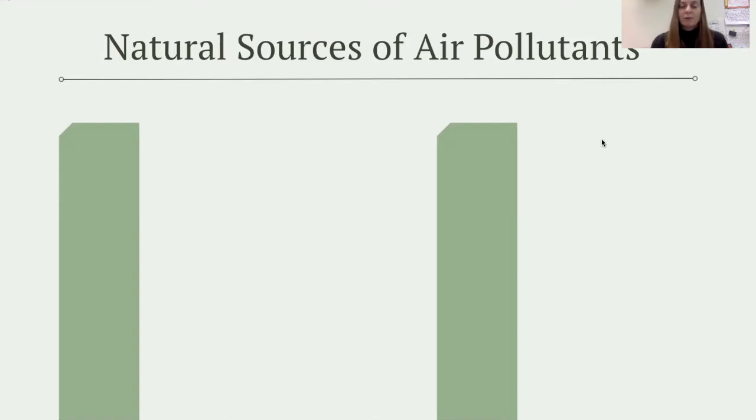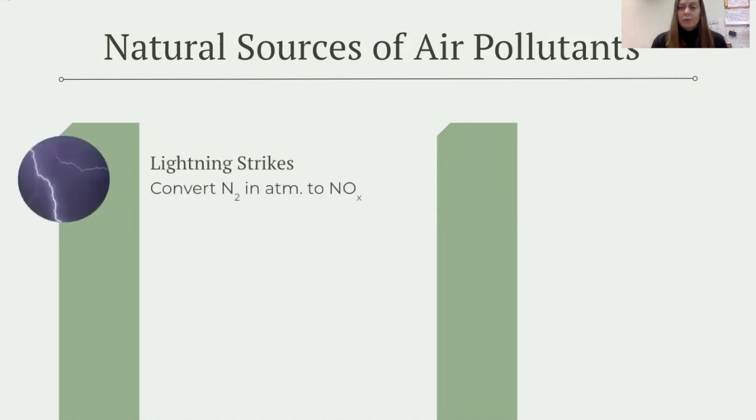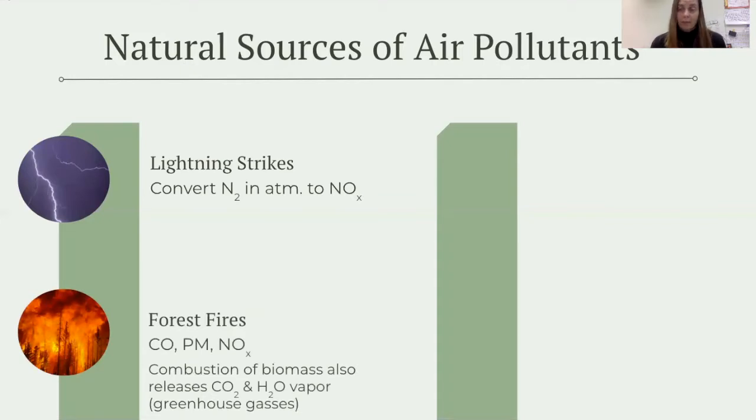When we talked about these air pollutants in class, we talked about mostly their anthropogenic sources, so they're human-caused sources. We're going to touch on their natural sources today. So our first source of air pollutants that's a natural source is lightning strikes. When we have lightning strikes, that converts the nitrogen in the atmosphere to nitrogen oxide. So both NO and NO2 can be produced by lightning strikes. We also get nitrogen oxides from the nitrogen cycle from the denitrification process.